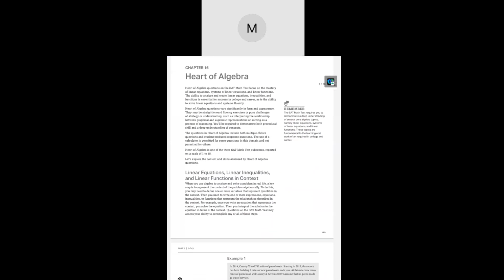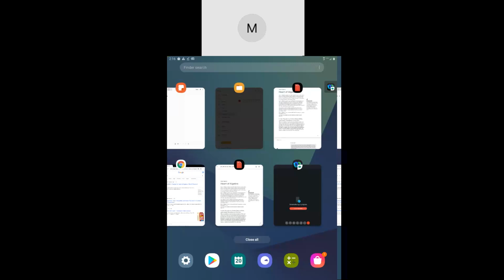So let's start off today with the heart of algebra. The topic for today is going to be linear equations. Before we jump into it, I'm going to just cover a few things with linear equations.